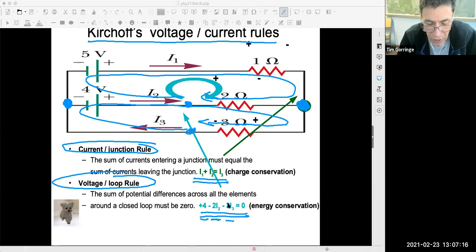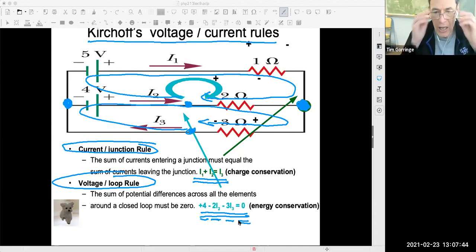And so these are the 3 potential differences when I walked around this bottom loop of the circuit. The battery, I climbed up in potential. The 2 ohms, I went down in potential. The 3 ohms, I went down in potential. But they all add up and must add up to 0 once I get back to where I started. And so that's the voltage rule for that lower loop.